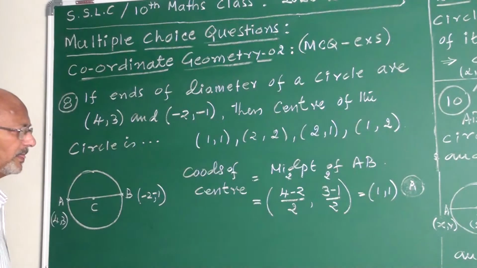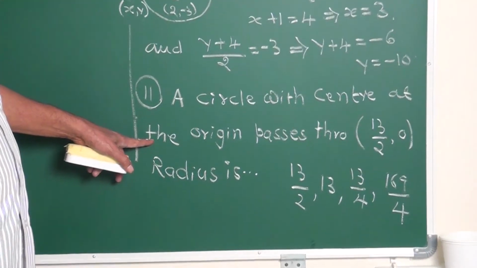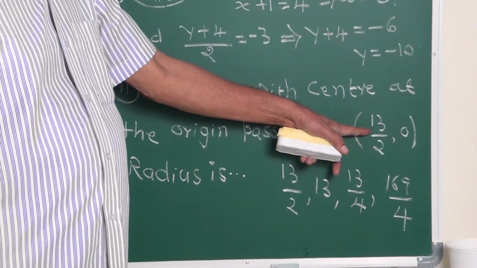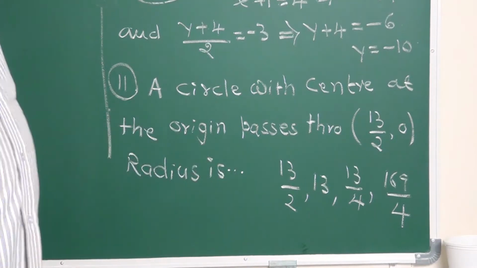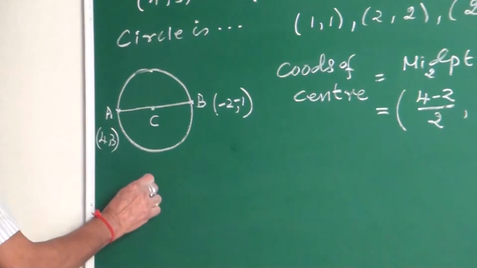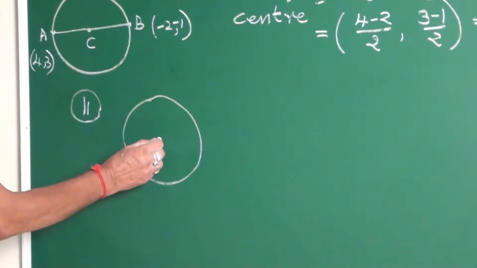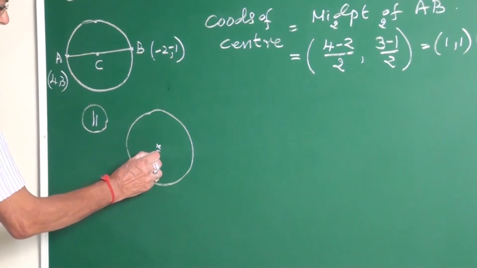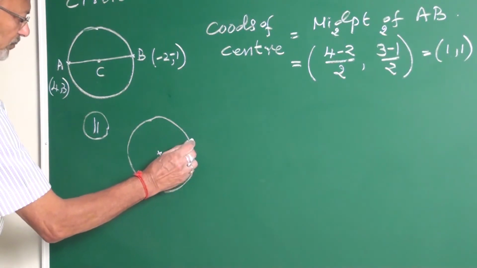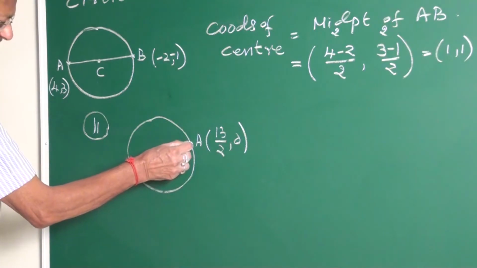Yes, here. A circle with center at the origin passes through this point. Then radius is dash. This is example number 11. A circle with center at the origin. Origin means what? Coordinates are (0, 0). And it passes through the point A. What are the coordinates? (13 by 2, 0). Then what is the radius of the circle?